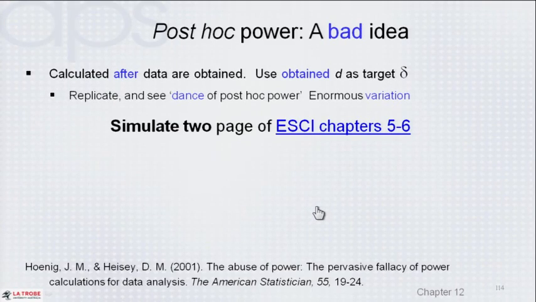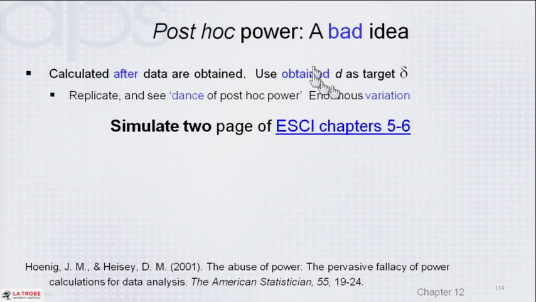Another bad thing about power is post hoc power. You might say, well, how do I choose what target effect size I should specify for my power calculation? Well, choose something that makes sense in the research situation or some target you've got. Why don't I just do the experiment and use my obtained d in my power calculation? Well, the trouble with that is, that's post hoc power, calculated retrospectively.